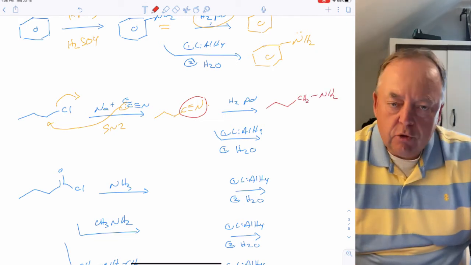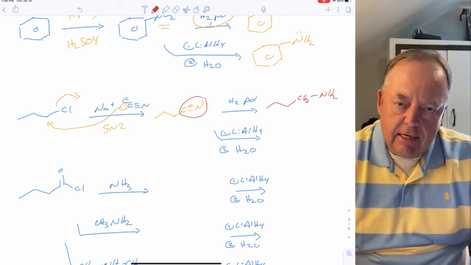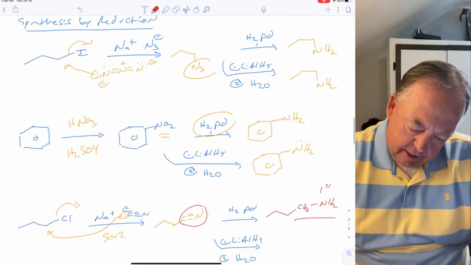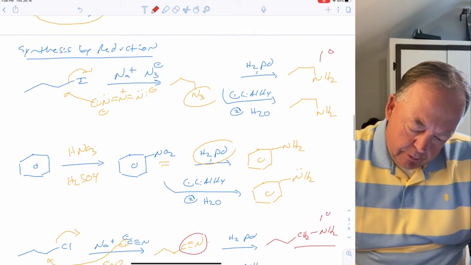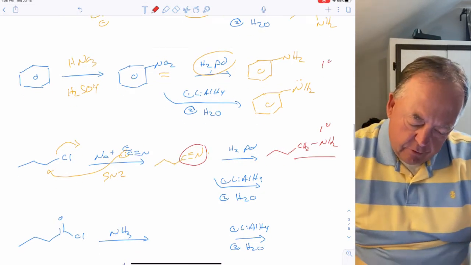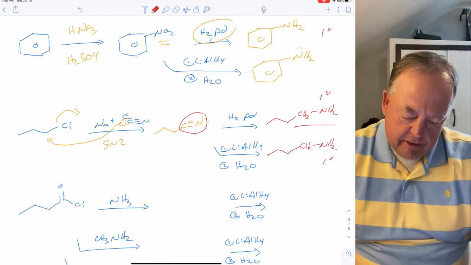we'll add H and H across the triple bond to make a double bond, and then add H and H again, and now you have a single bond, and now you have a primary amine. So each of these azides make primary amines, reducing a nitro makes a primary amine, reducing a nitrile, right, makes a primary amine.